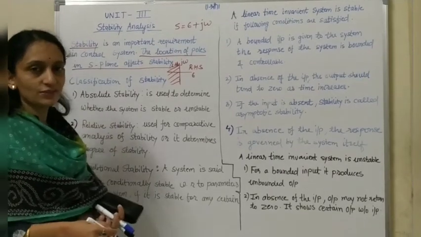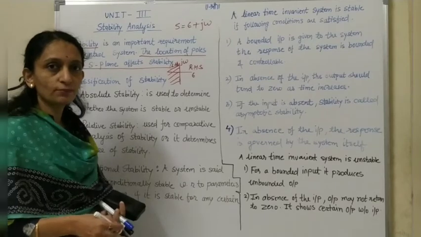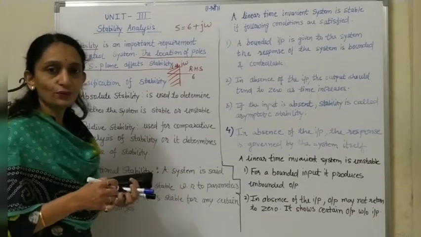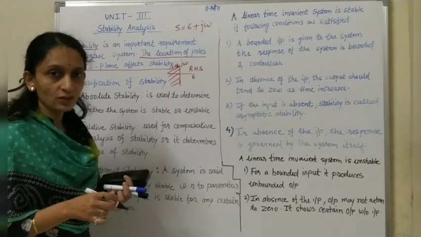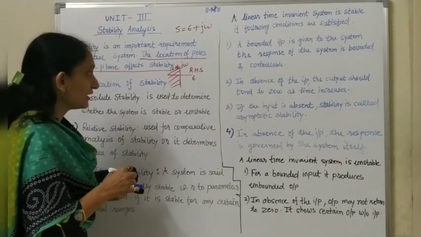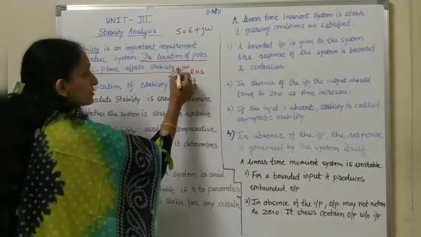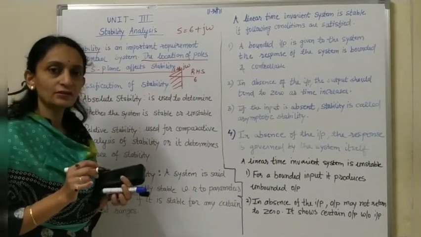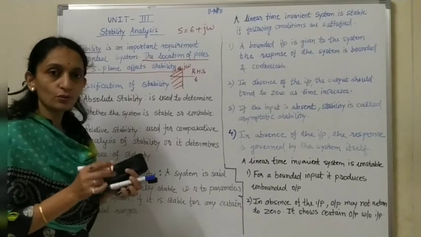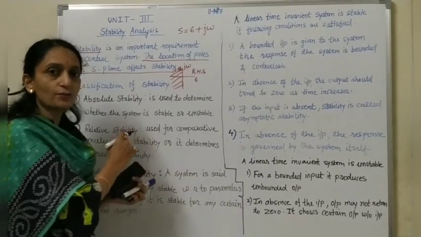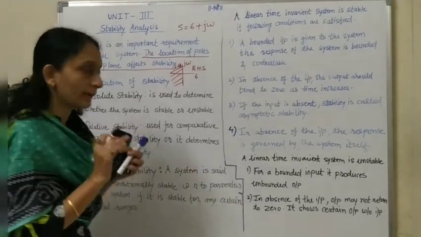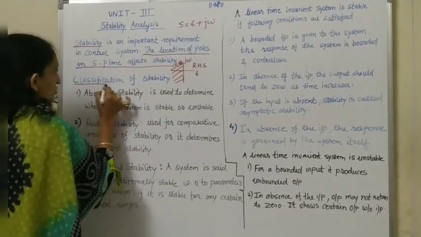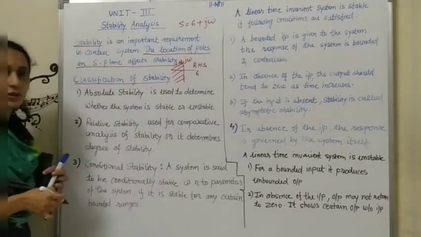If you have the transfer function and the location of poles are on left hand side of j omega axis, then you can say the system is stable. We will discuss in detail about the location of poles on j omega axis. But just remember that when the location of poles is on left hand side of j omega axis, then system is stable.